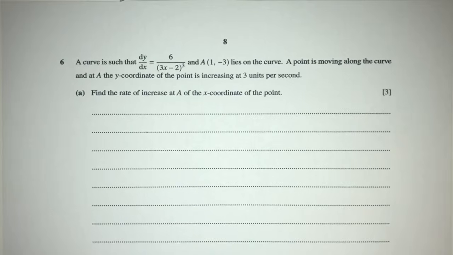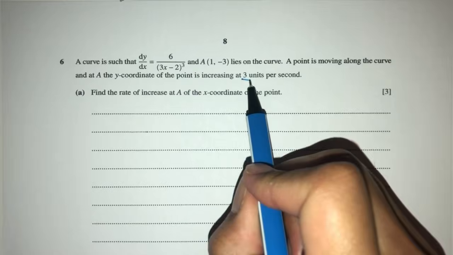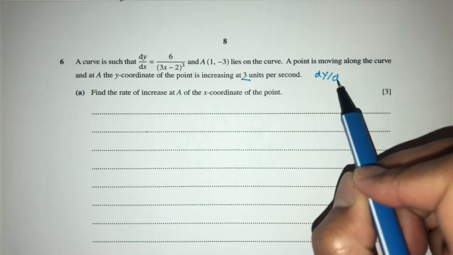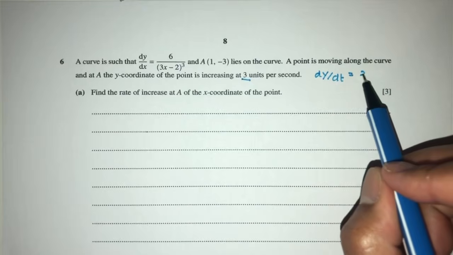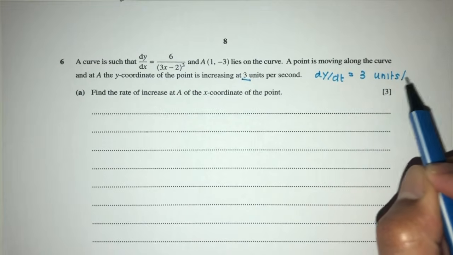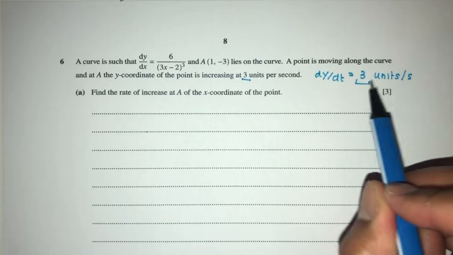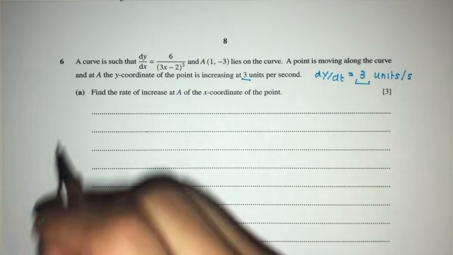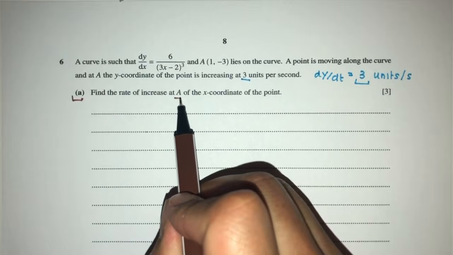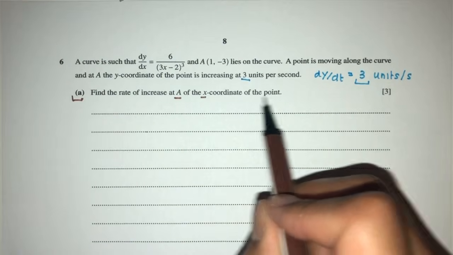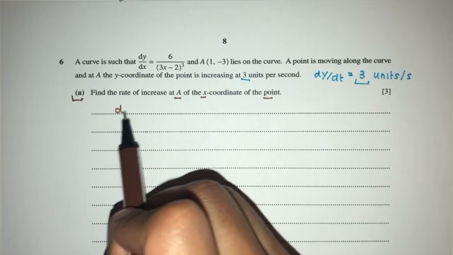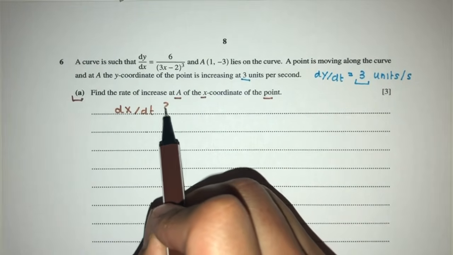So a curve is such that dy by dx equal to this, and A is a point on the curve, okay? A point is moving along the curve, and at A, the y value of the point is increasing at 3 units per second. So dy by dt at that point is 3 units per second. So that is dy by dt. Okay, let's move on. So in part 1, we have to find the rate of increase of the x value at the point. So we have to find dx by dt at that point.